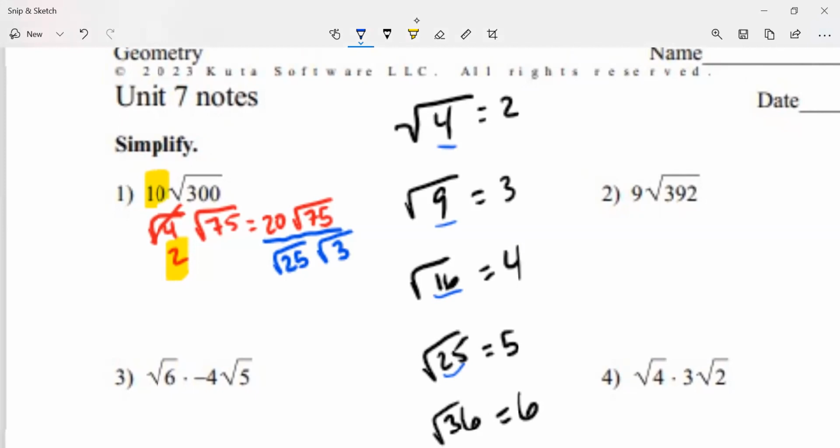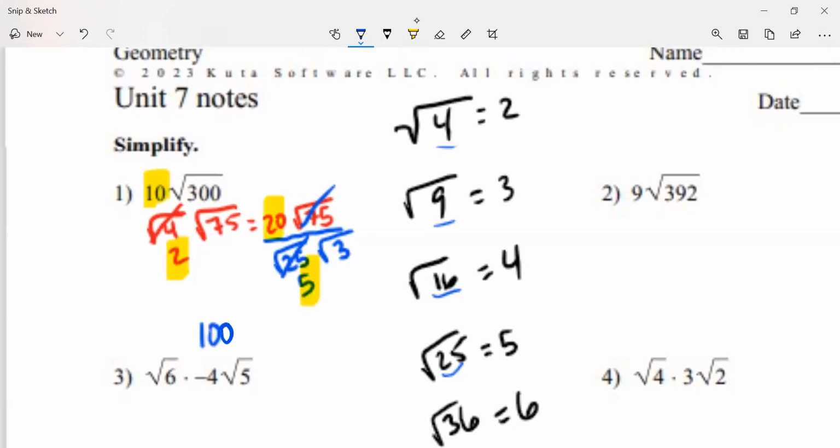Right? 25 times 3 is 75. So I don't have this anymore. Now, the square root of 25, remember, I have to get a perfect square. The square root of 25 is 5. Now, this 5 multiplied with this 20. So once I'm able to get a perfect square, which becomes a whole number, I multiply with the number that was outside to begin with. So 5 times 20, I know is 100. So I get 100 radical 3.